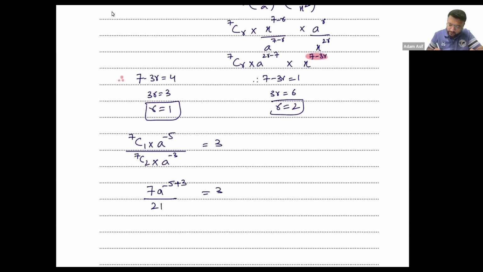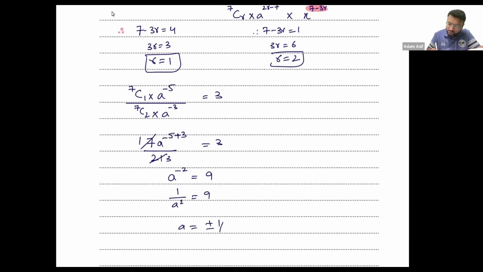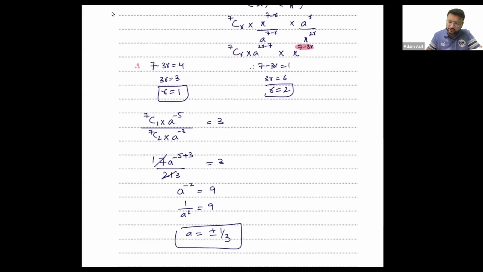Let's just solve for a. So a to the power of minus 2 is equals to 9. So 1 upon a square is 9. So a would be plus minus 1 upon 3. These are the possible values of a.